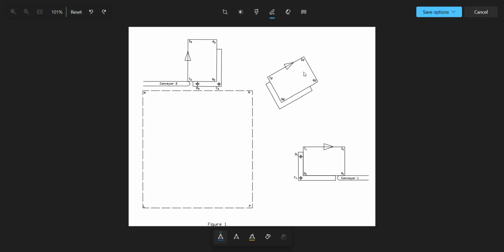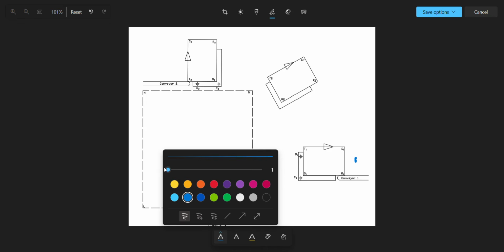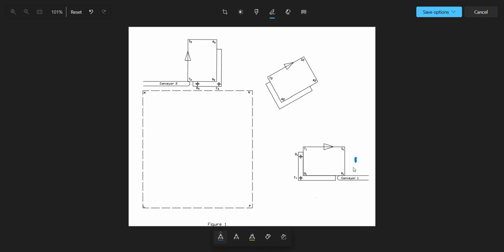So this is position 1. Let me write it: position 1. This is position 1, this is position 2, and this is position 3. So we are moving something from here to position 3.